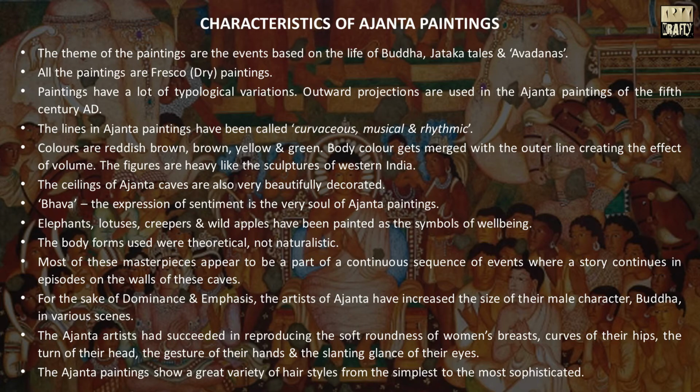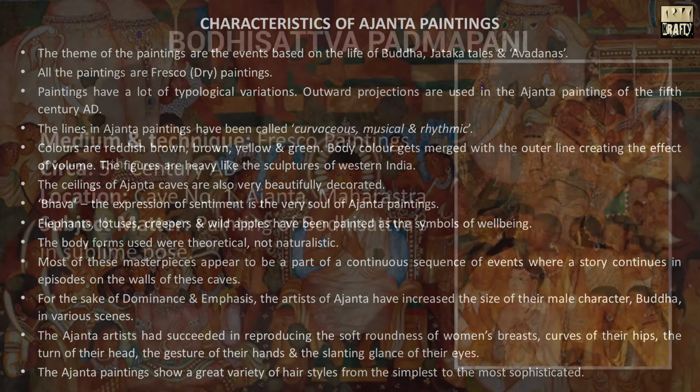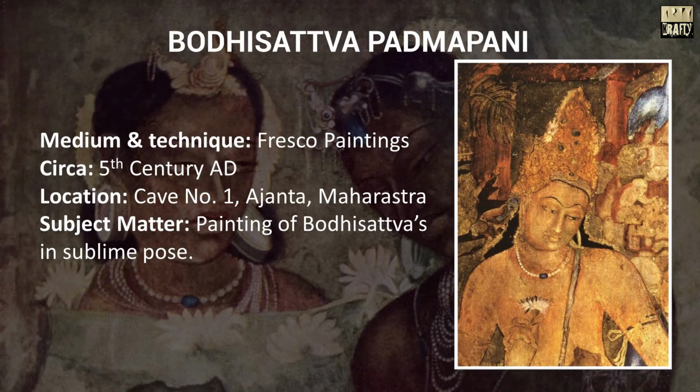The Ajanta paintings show a great variety of hairstyles, from the simplest to the most sophisticated. Bodhisattva Padmapani. Medium and technique: fresco painting, circa 5th century AD. Location: cave number 1, Ajanta, Maharashtra. Subject matter: painting of Bodhisattvas in sublime pose.